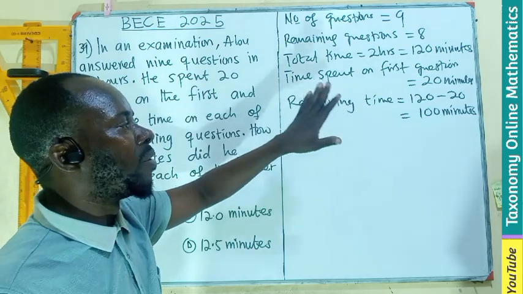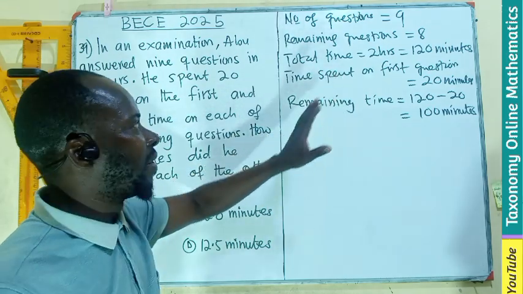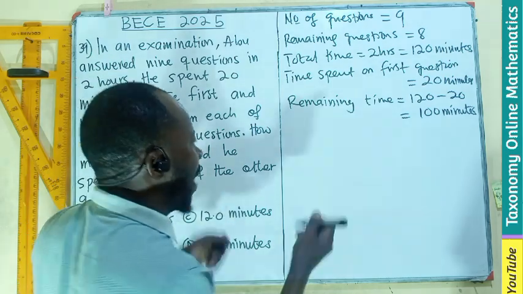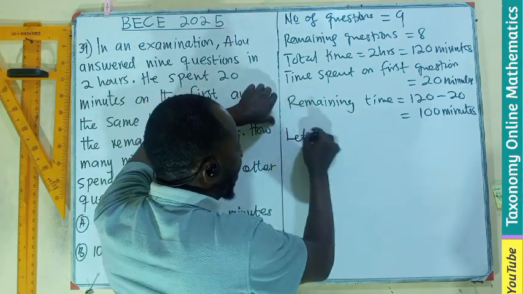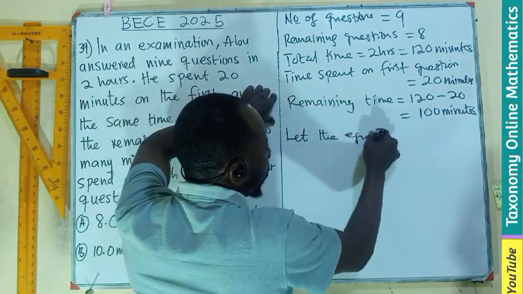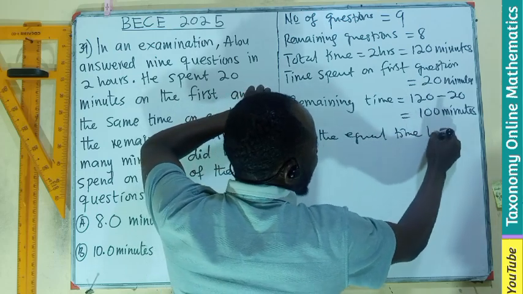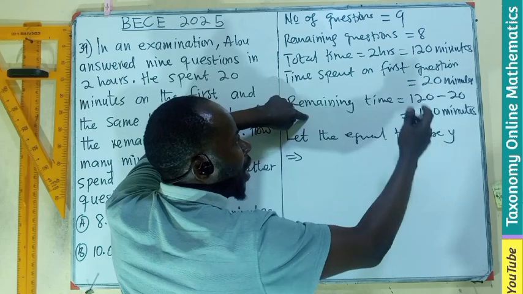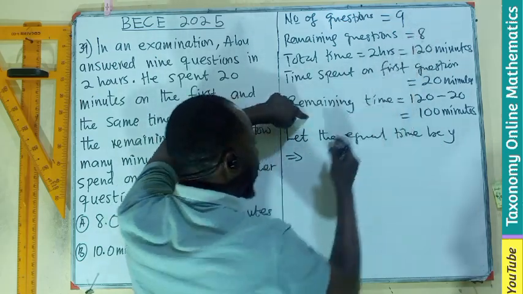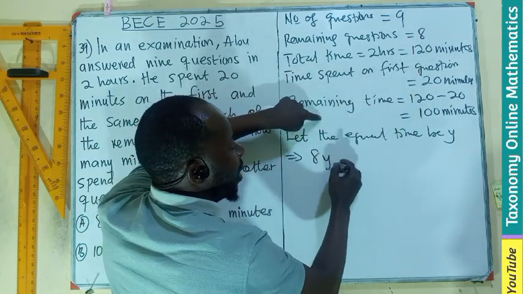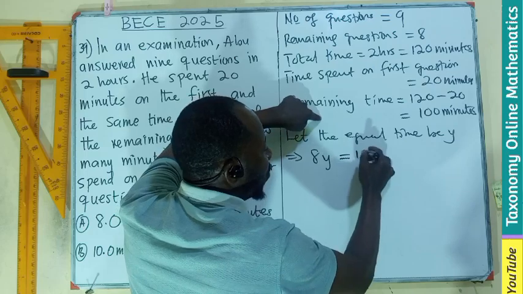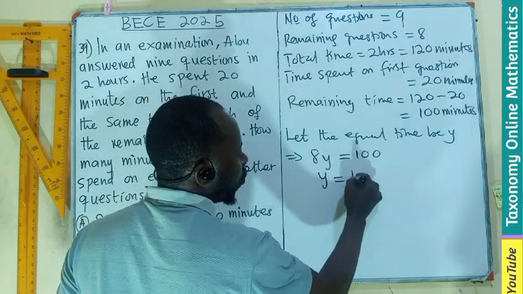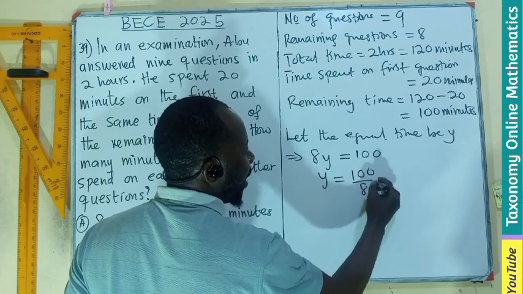So the remaining questions are going to be 8. So let the variable, the equal time, be what? Y. So that will imply that Y into 8 questions will be 8y equals 100 minutes. So here your y will now be equal to 100 divided by 8.